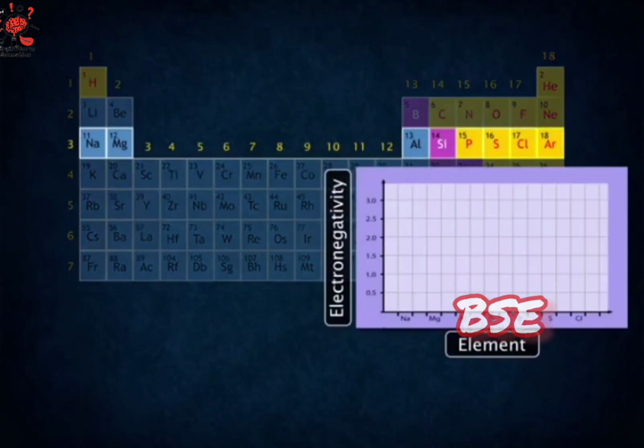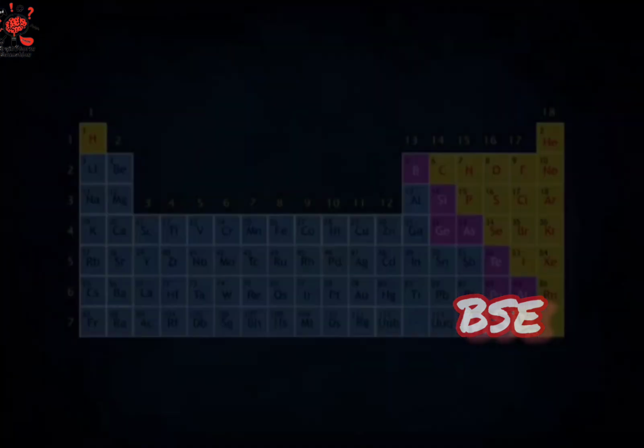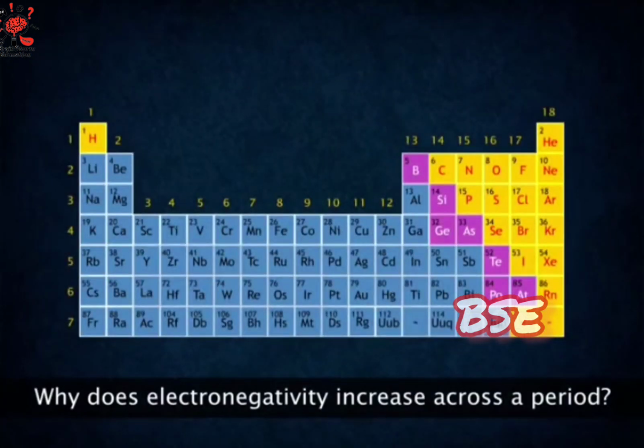This chart shows changes in electronegativity across period 3. Electronegativity increases across a period. Why does electronegativity increase across a period?